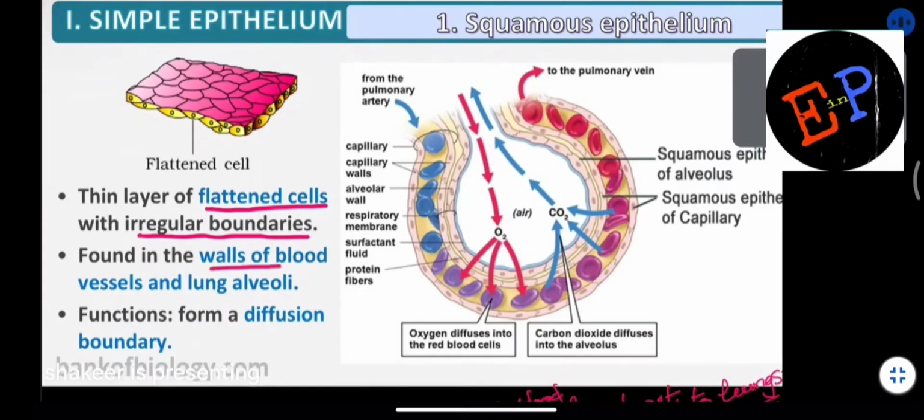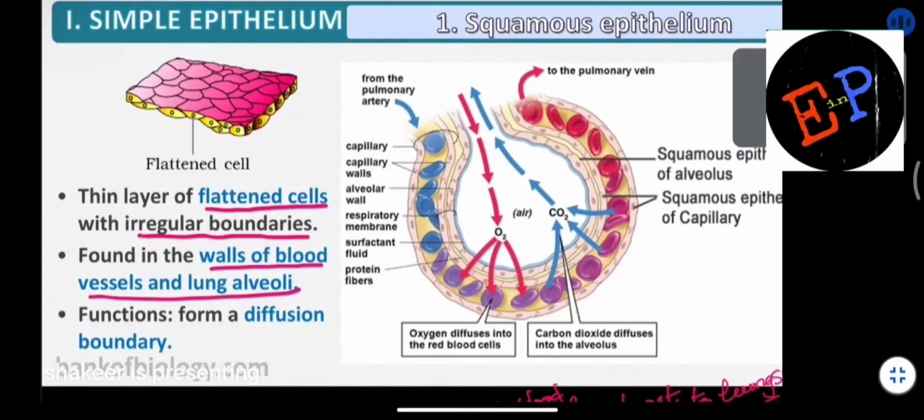So the walls of blood vessels and lung alveoli are made up of this squamous epithelium. Where do you find this simple squamous epithelium? In the walls of blood vessels. Blood vessels means arteries as well as veins. And you will find it in lung alveoli also. What is meant by lung alveoli? Alveolus is the singular form. See, the lungs are made up of small air sacs, and through these air sacs the diffusion of gases will take place. Are you able to understand?